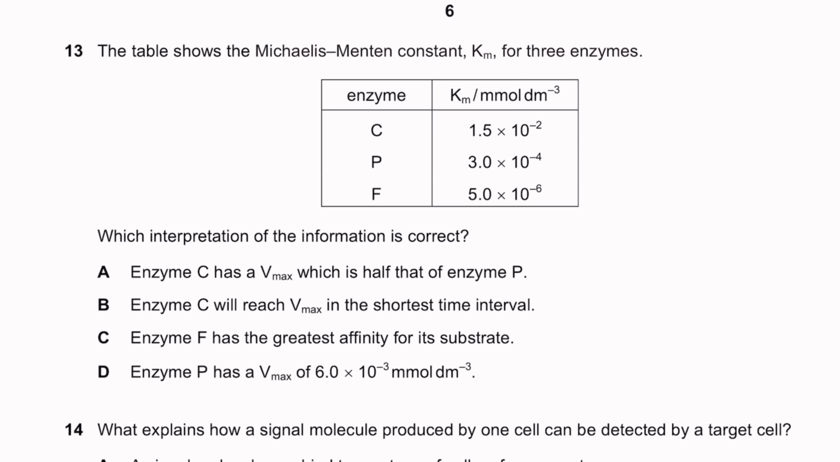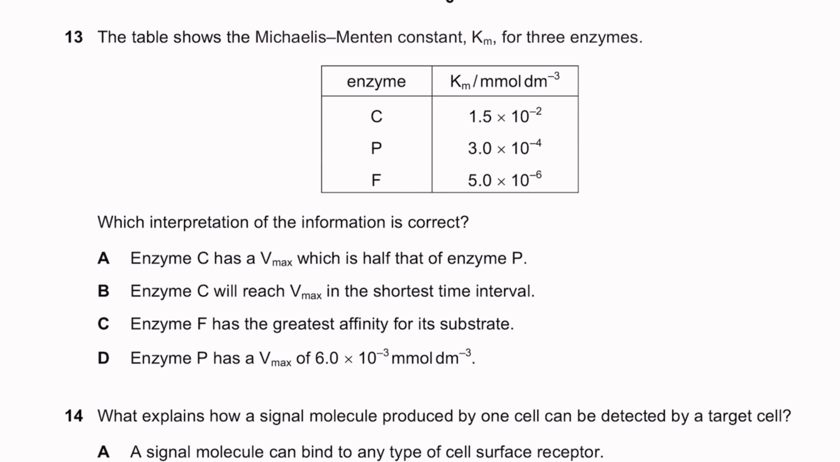The table shows the Michaelis-Menten constant Km for 3 enzymes, enzyme C, P, F, and as you can see, the Km is actually decreasing. Now, you might make a mistake here, and hopefully not, which is that you think it is a positive power and hence the number is larger. However, you can see it's negative, and that means it's actually a much smaller number. So for F, it has the lowest Km value, and that's why the answer should be C.